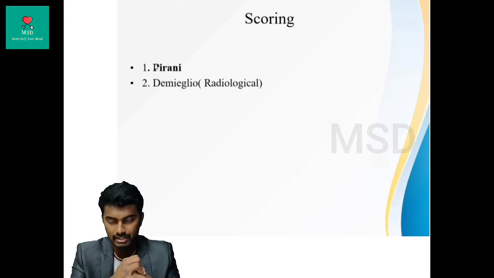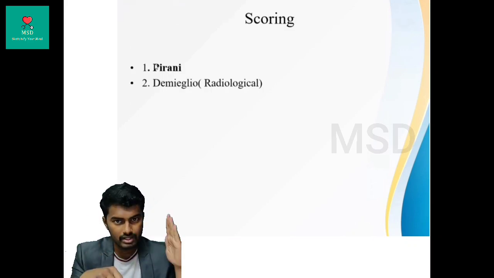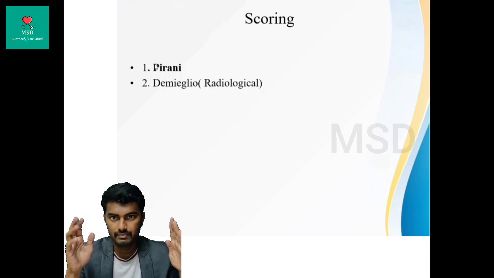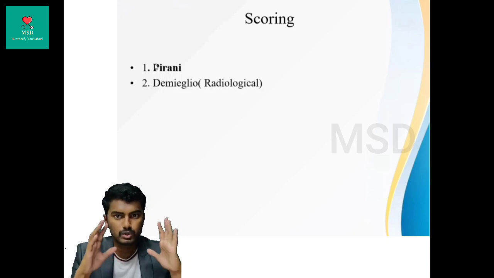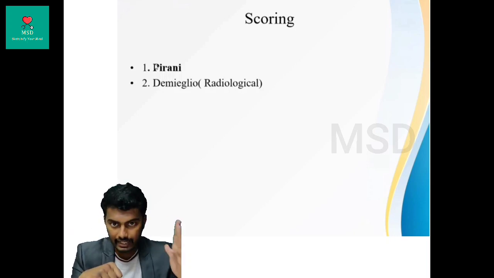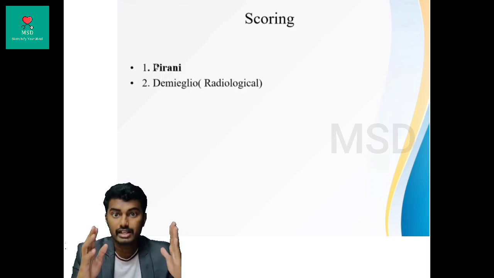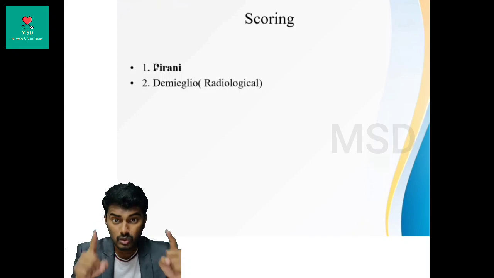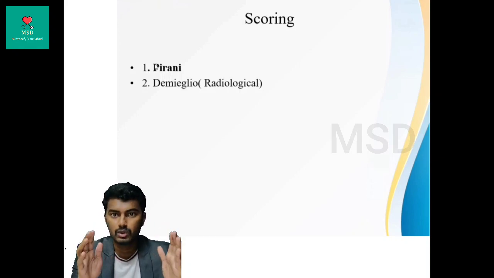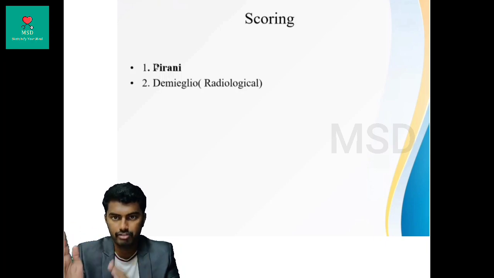Then comes your scoring methods. You have 2 scorings, one is clinical and another one is radiological. The Pirani score is the most commonly followed one, which is the clinical type. Just remember it consists of 2 scores, the midfoot score and the hindfoot score. Each score consists of 3 points, and each point will have a score ranging from 0 to 1. More the score, worse the deformity.